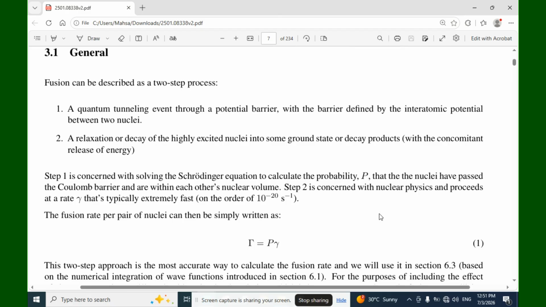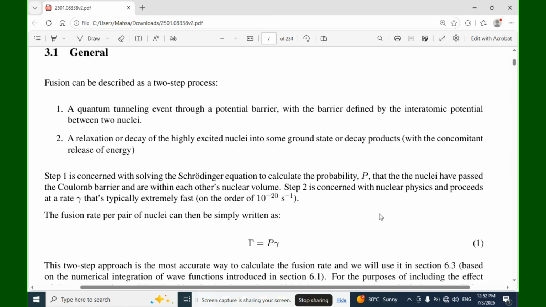3.1 Generals. Fusion can be described as a two-step process. One step is a quantum tunneling event through a potential barrier, with the barrier defined by the interatomic potential between two nuclei. The next step is a relaxation or decay of the highly excited nuclei into some ground state or decay products with a concomitant release of energy.